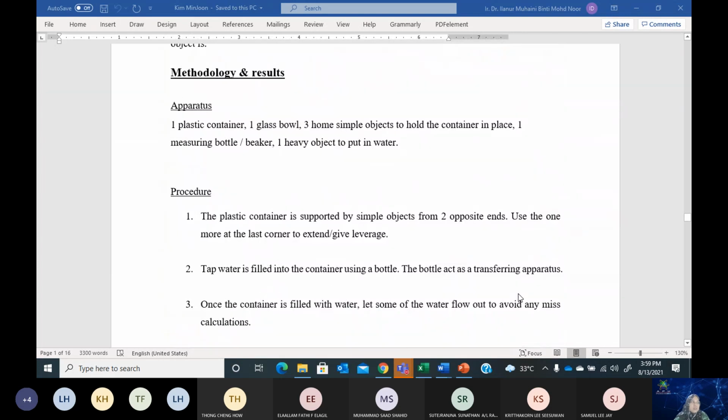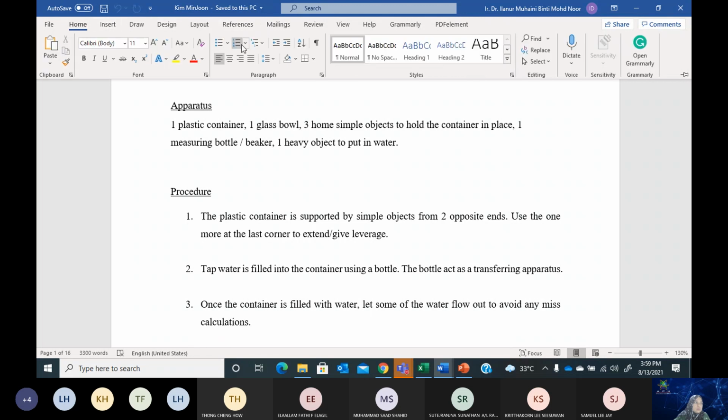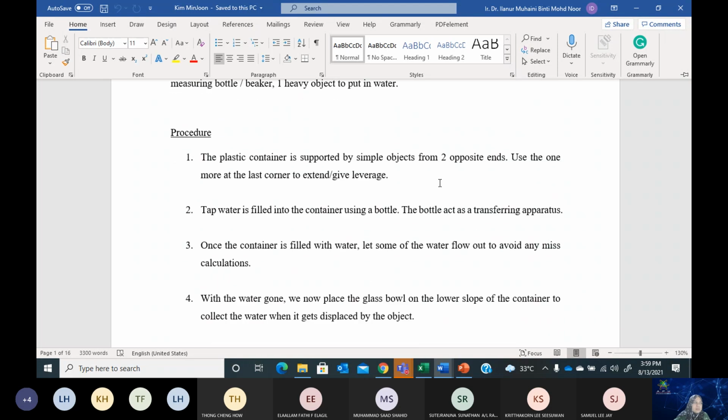Okay, next we look at the methodology. This one again, don't know why, use comma only. Don't use this. Use this numbering. Okay, use numbering. Next procedure. "The plastic container is supported by simple objects from two opposite ends. Use the one more at the last corner to extend."